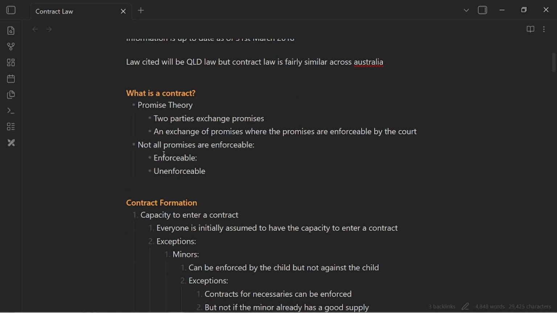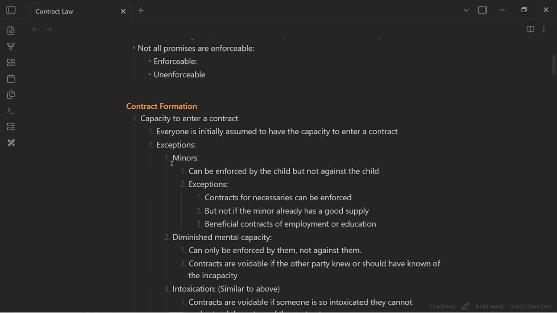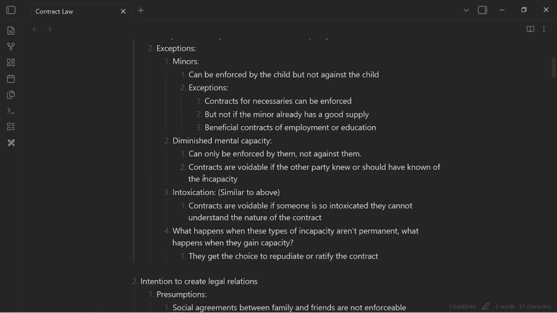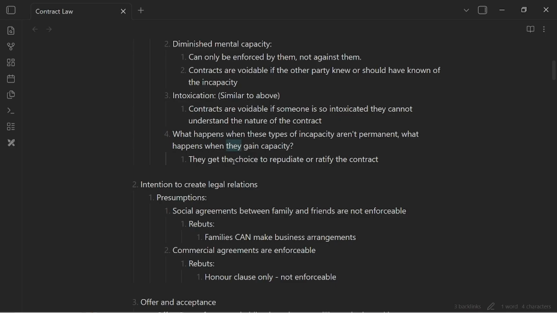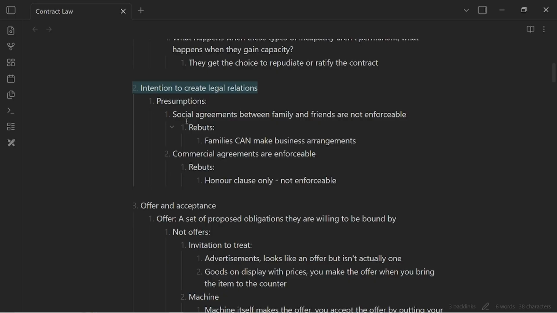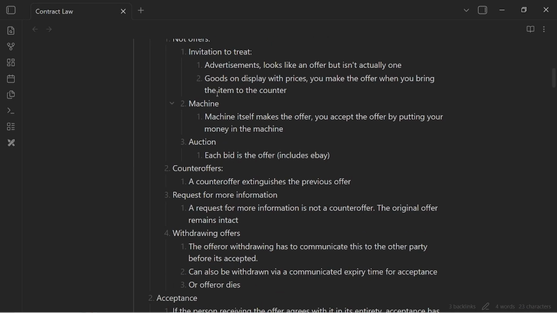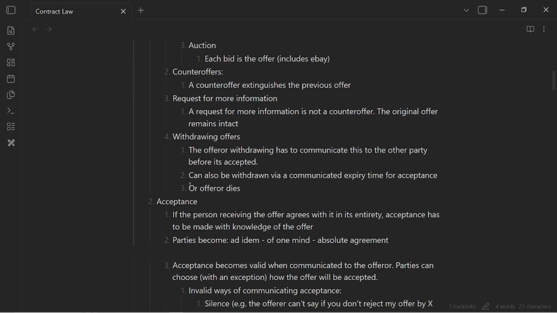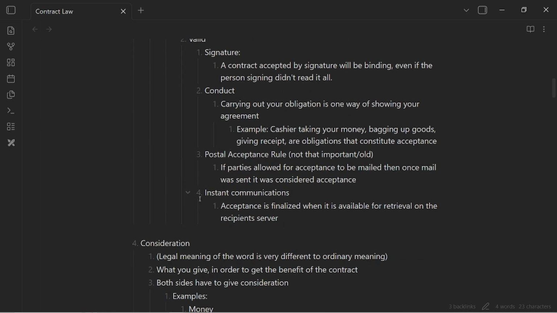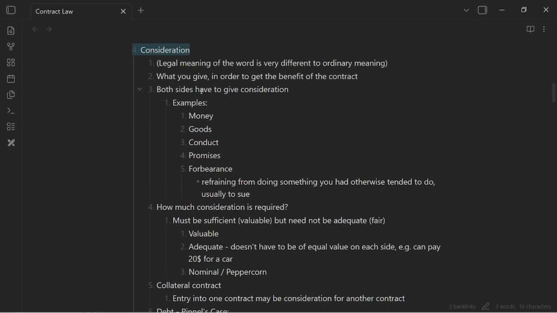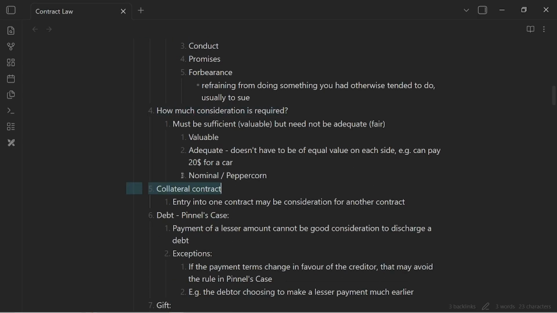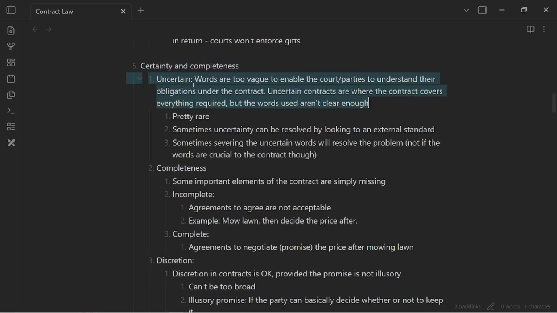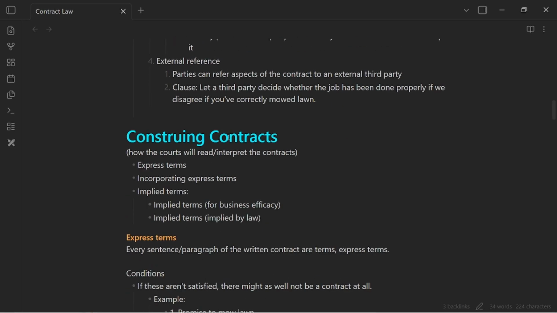So what is a contract? Promise theory. Not all promises are enforceable. Contract formation, we need a capacity to enter a contract. Minors, diminished mental capacity, intoxication. What happens? You get the choice to repudiate or ratify the contract. You need the intention to create legal relations. Offer and acceptance. And valid consideration, there needs to be consideration. And certainty and completeness, the contract needs to be clear enough.